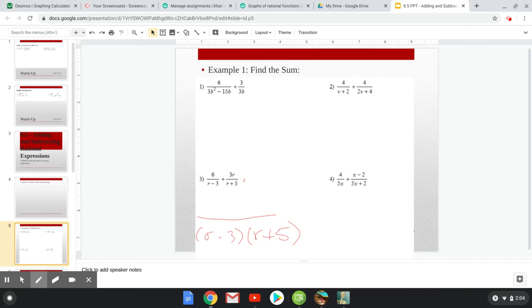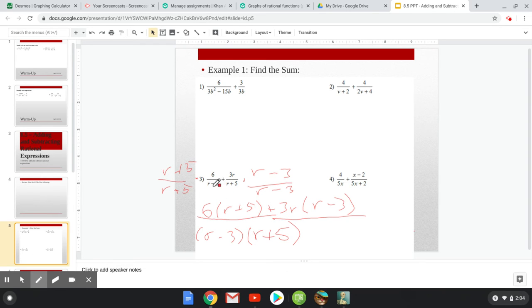So essentially what that means for the numerators is that we're doing this, right? We're multiplying. On this side, we're multiplying top and bottom by r minus 3. And on this side, we're multiplying top and bottom by r plus 5, which means that our numerator is going to look like this. We're going to have 6 times r plus 5 plus 3r times r minus 3.